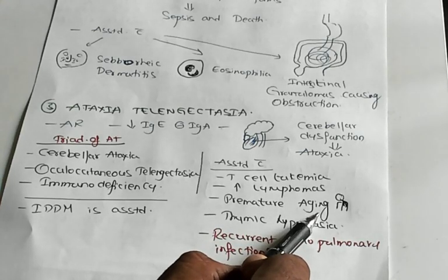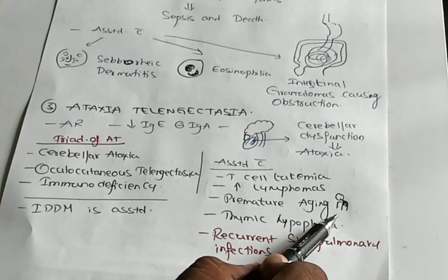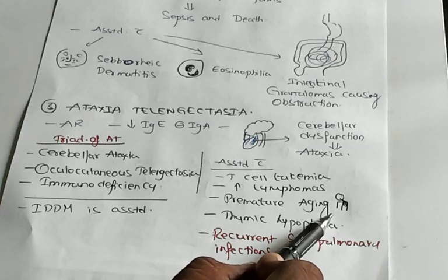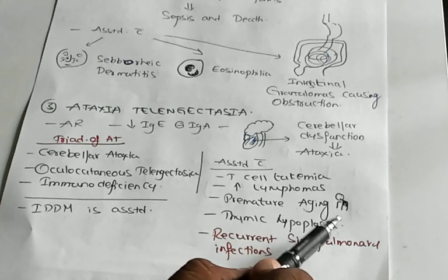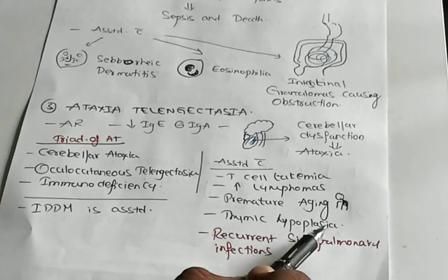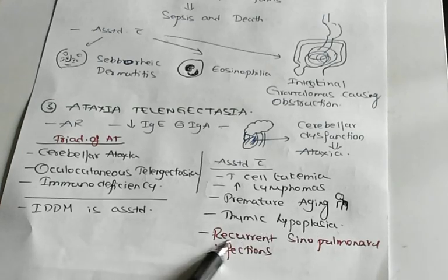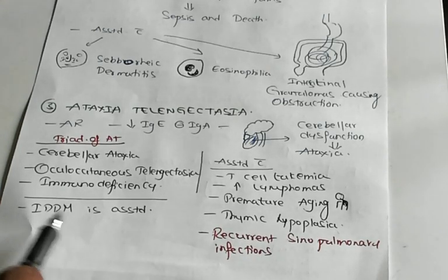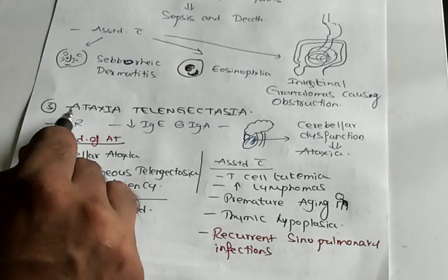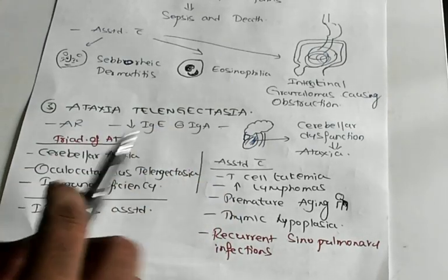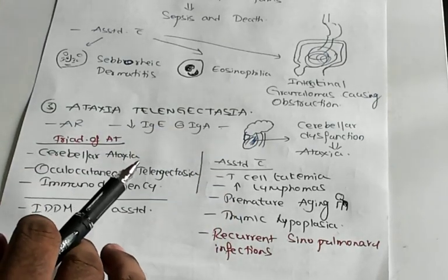Have you seen the movie Benjamin Button? That is also a typical movie of Brad Pitt. Wonderful movie. In that you have the person aging very quickly. So premature aging, thymic hypoplasia, recurrent sinopulmonary infections, and IDDM is also quite common in the people who have Ataxia Telangiectasia, is what you have to ultimately remember.